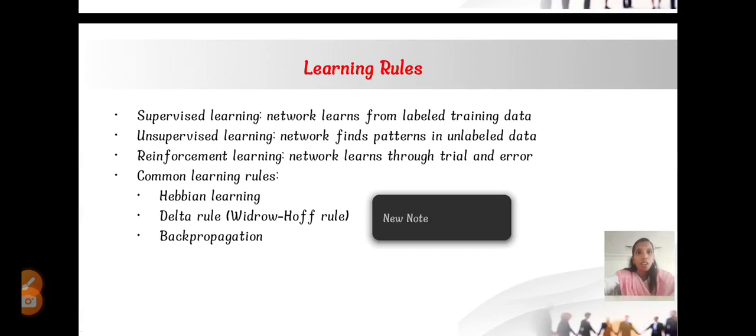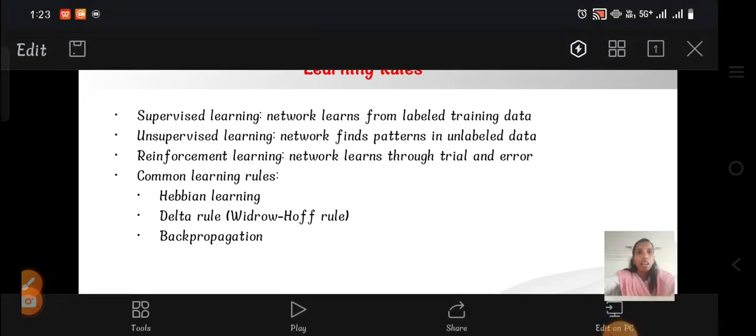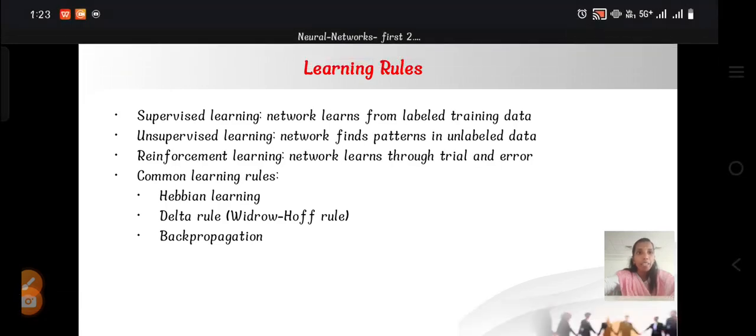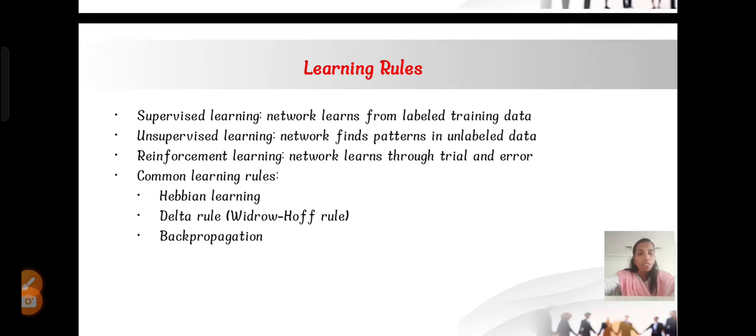Learning rules. Supervised learning, unsupervised learning, reinforcement learning. Supervised learning learns from labeled training data. Unsupervised learning finds patterns in unlabeled data. Reinforcement learning learns through trial and error. Common learning rules: Hebbian learning, delta rule or Widrow-Hoff rule, and also backpropagation.